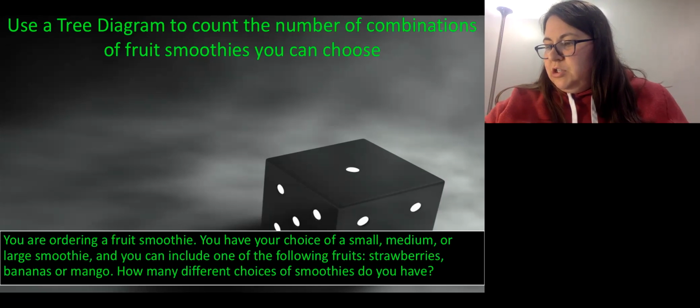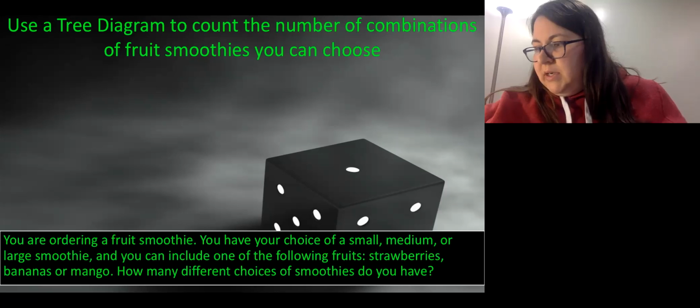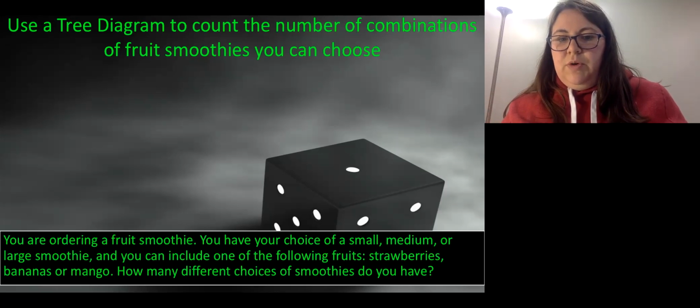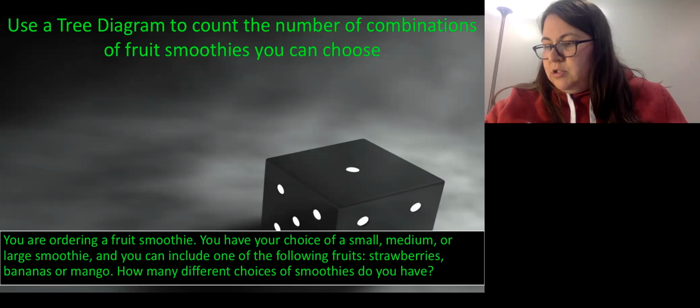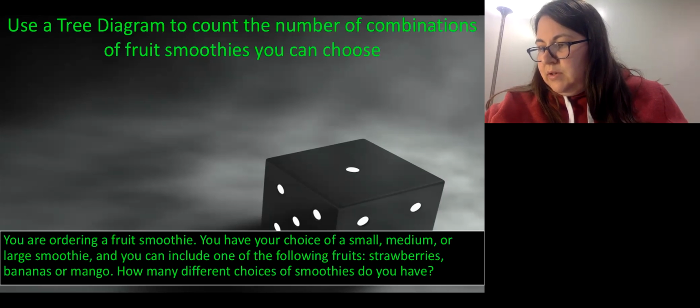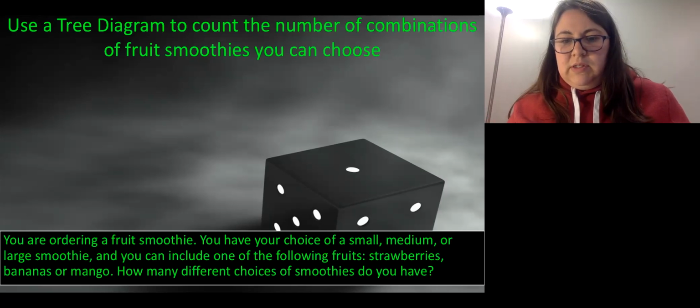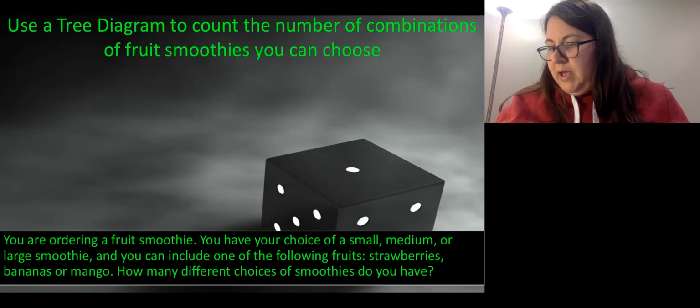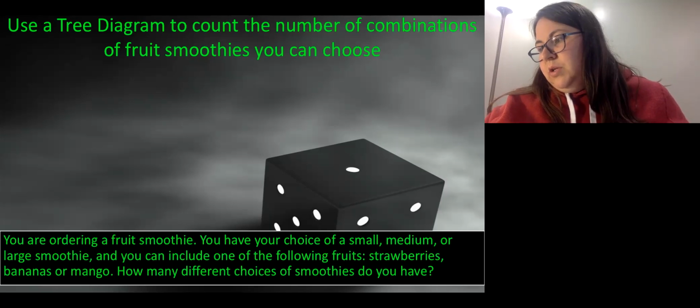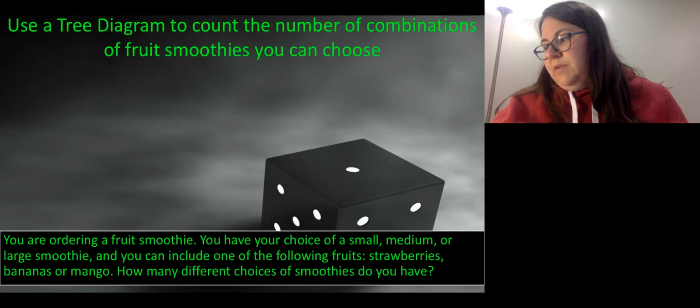So what I've done there is I've used my tree diagram. This was the first decision I had to make, the first choice, and then this was my second choice. What this says is that there were 3 options for my first choice, and then 3 options for my second choice. And altogether, there were 9 total possible combinations. 1, 2, 3, 4, 5, 6, 7, 8, 9.